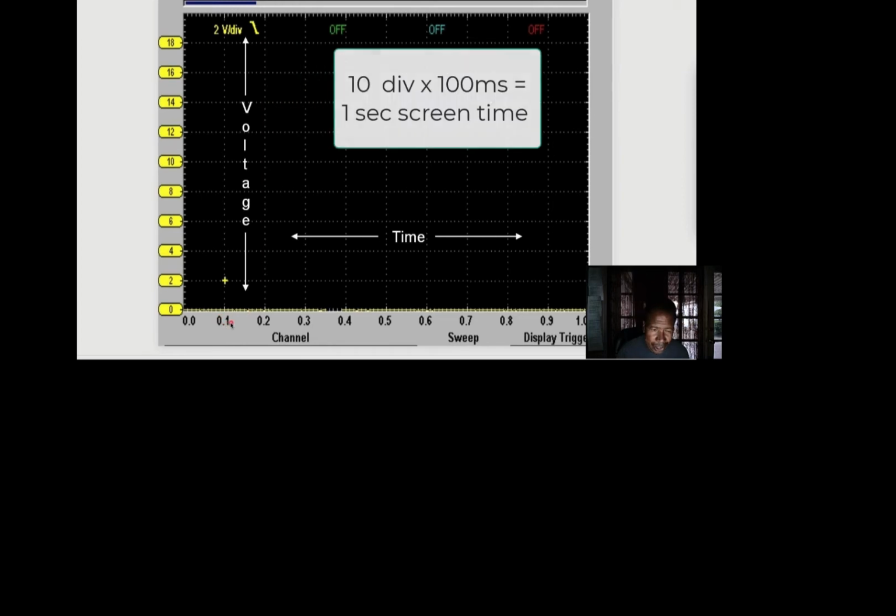Because 100 milliseconds times 10 of these subdivisions, if you have it set on 1 second. Exactly. It depends on what you've got it set on. I'm using this one down here as an example. You're exactly right.